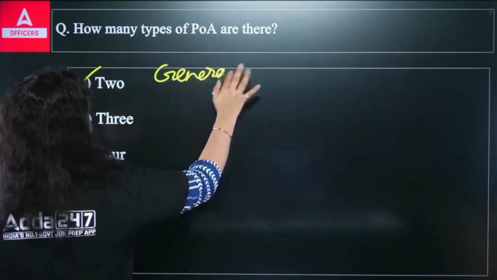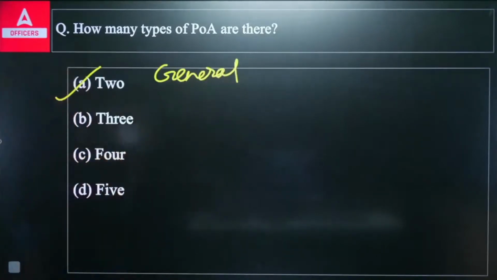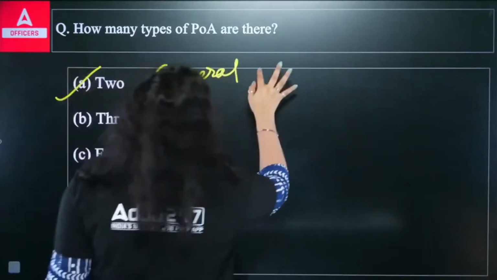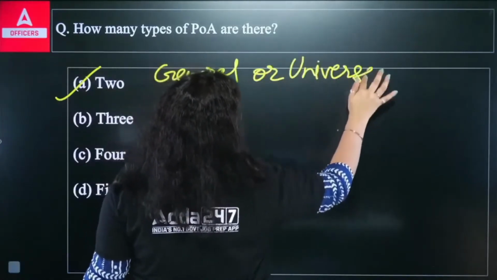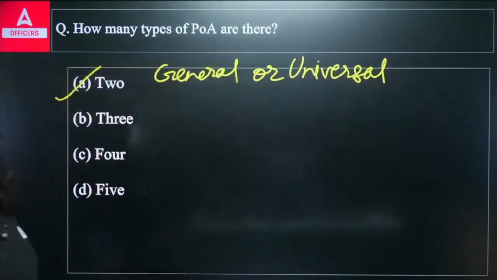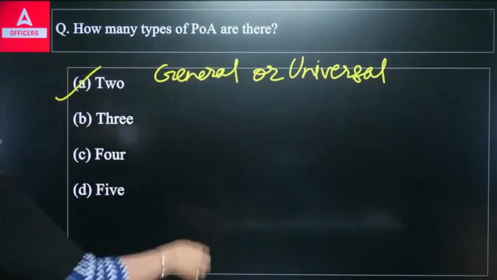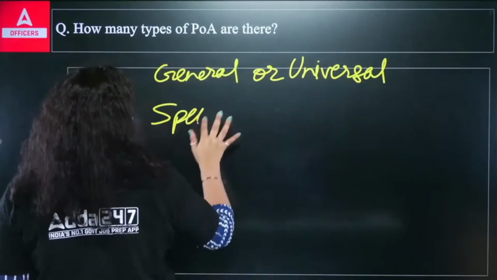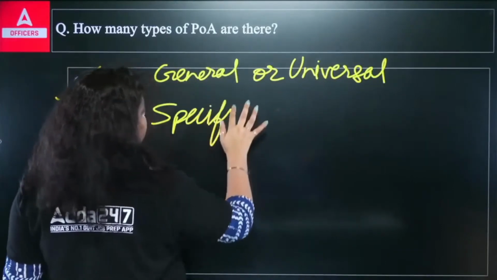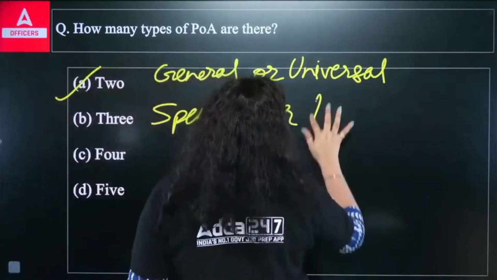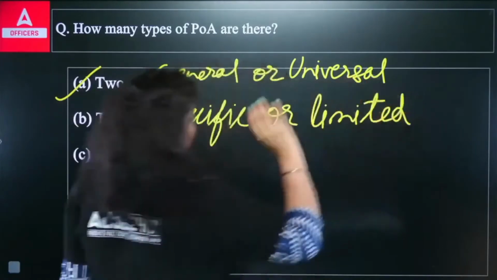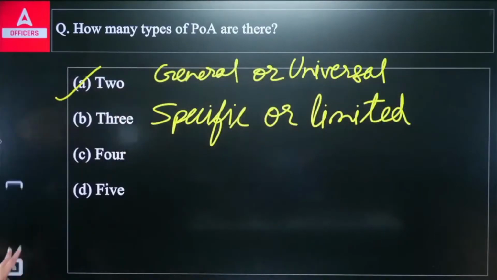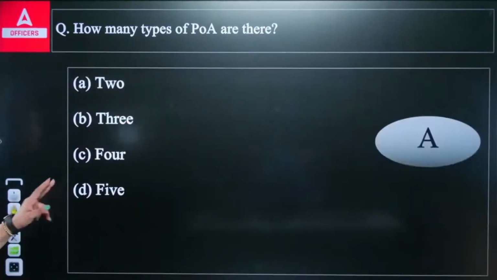General power of attorney is one of the types. You can call it universal also. General means universal, so it is the general power of attorney. And the second one is specific; you can call it limited. So these are the 2 types of power of attorney we have. Now next. The right answer will be option A.